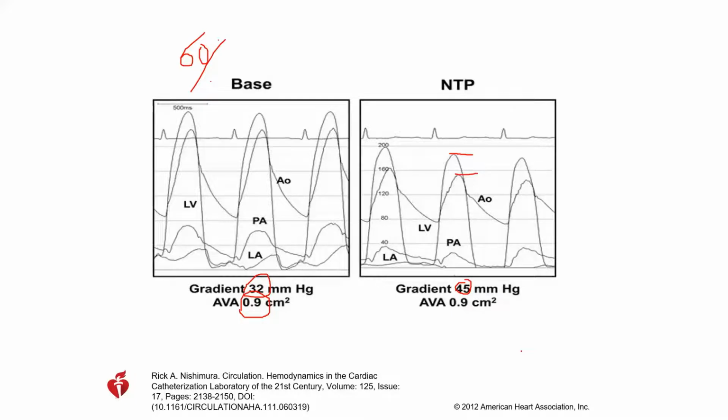Nitroprusside is afterload reducing. Okay. So it increases the gradient across the valve. Why? Because it decreases afterload. Okay. Decreasing the afterload is going to impact what? Peripheral resistance. Huh? Peripheral resistance decreases. Yes, the peripheral resistance decreases, but why does the gradient increase?